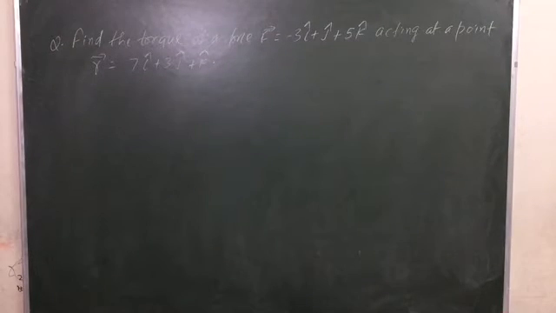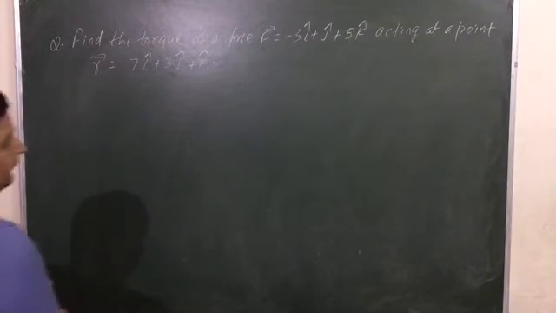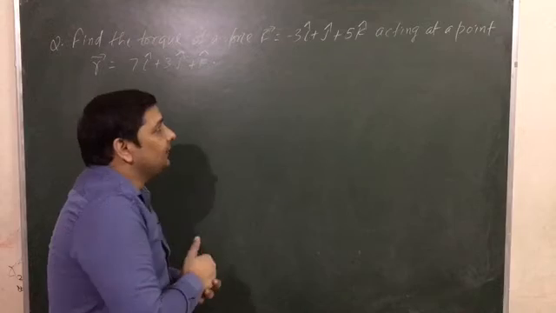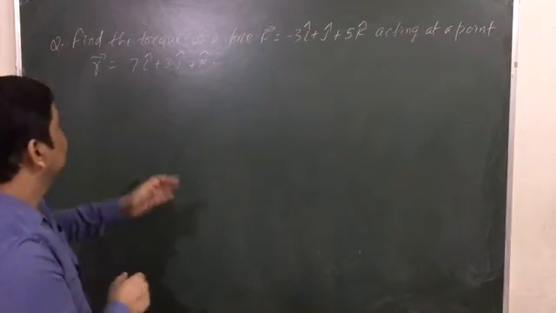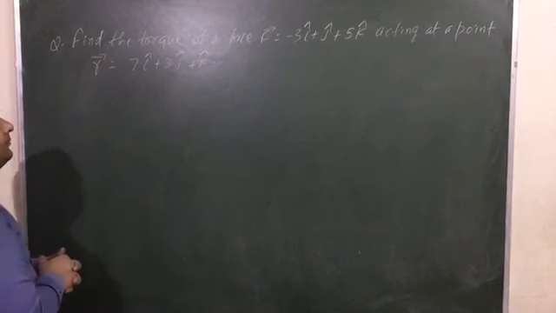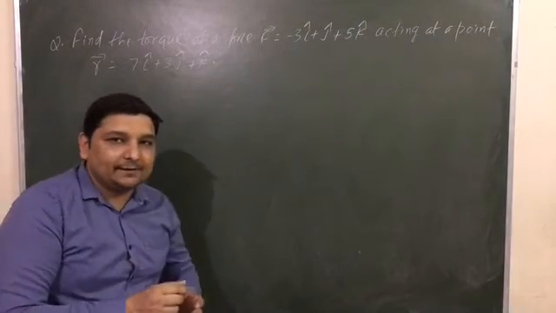Now coming to the next question. Find the torque of a force minus 3 i cap plus j cap plus 5 k cap acting at a point r vector 7 i cap plus 3 j cap plus k cap.